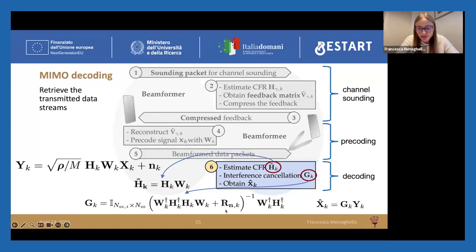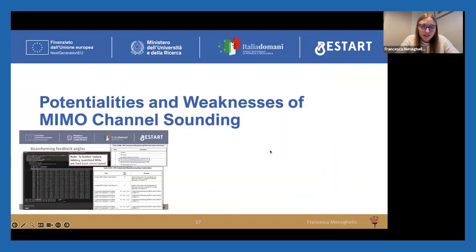In this case, we are also accounting for the covariance of the noise. So this is a minimum mean square error linear equalization. Okay, so this concluded the overview about the steps to implement the MIMO networks. So we are going to conclude this tutorial.